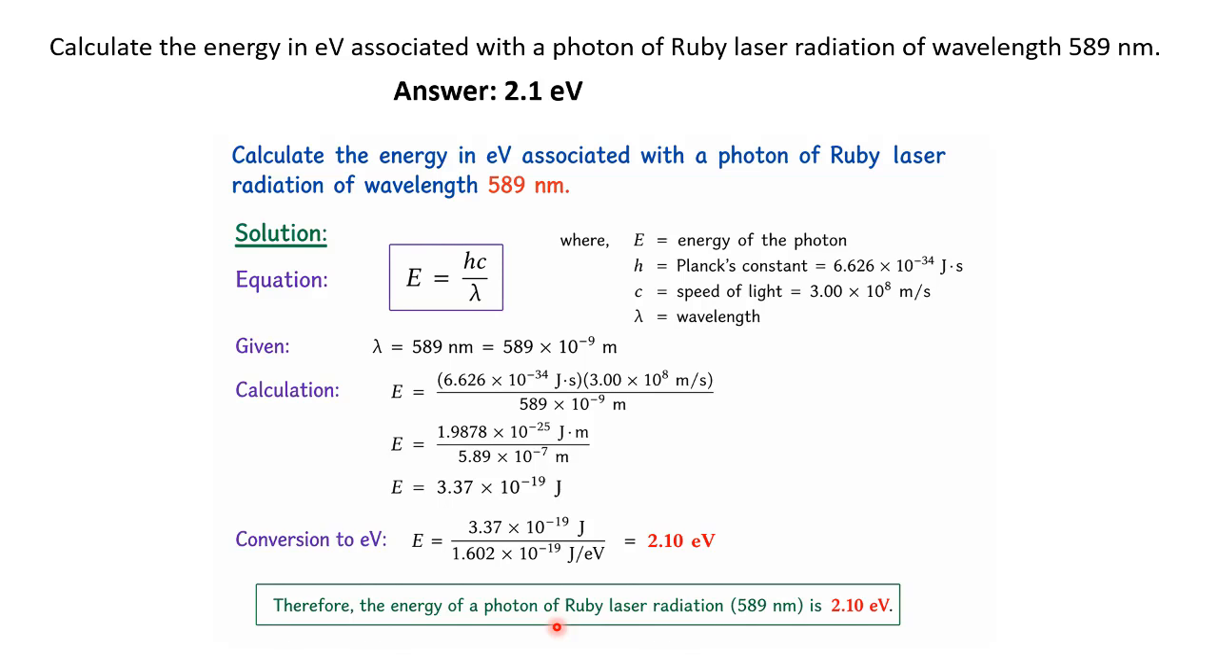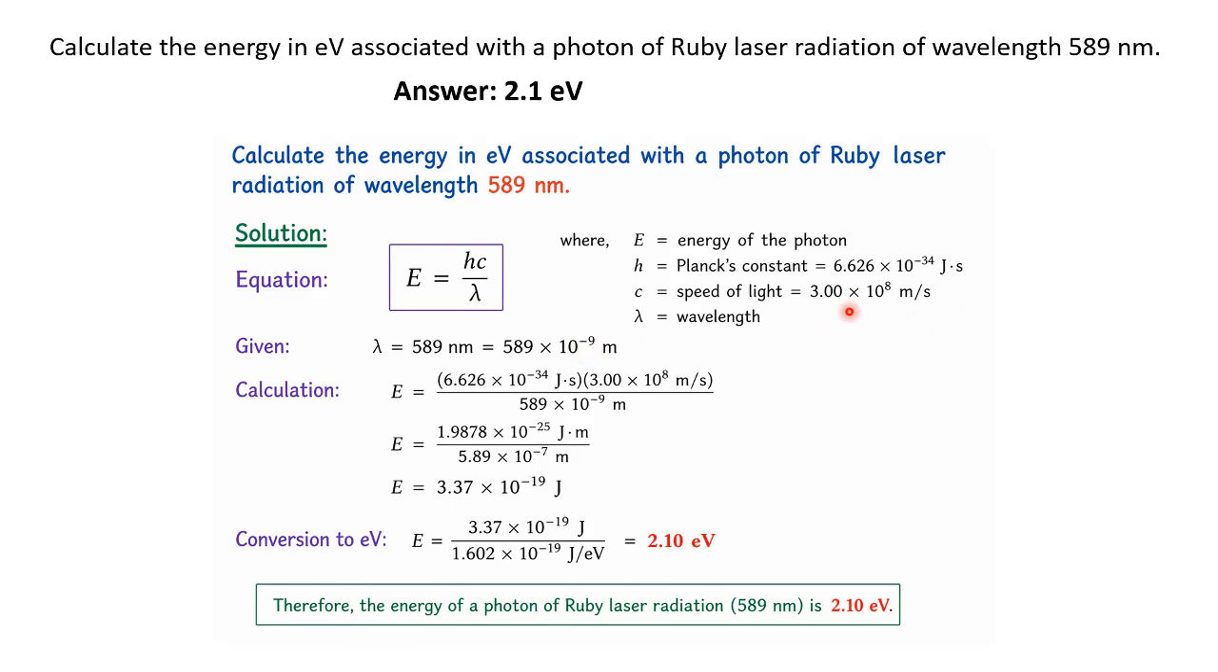Moving to question number 12, calculate the energy in electron volt associated with a photon of ruby laser radiation of wavelength 589 nanometer. To calculate the energy of a photon, we use the relation E equals hc by lambda, where h is Planck's constant, E is the energy of the photon, c is the velocity of light, and lambda is the wavelength. In this problem, lambda is given, which is 589 nanometer, that is 589 into 10 raised to minus 9 meter.